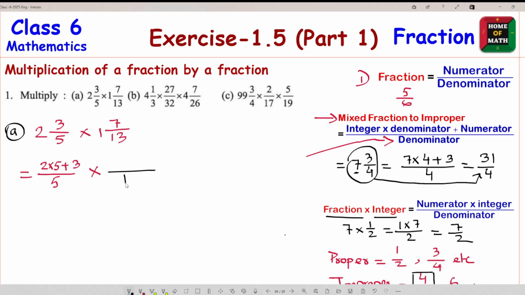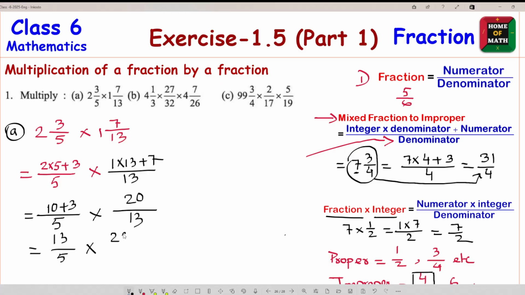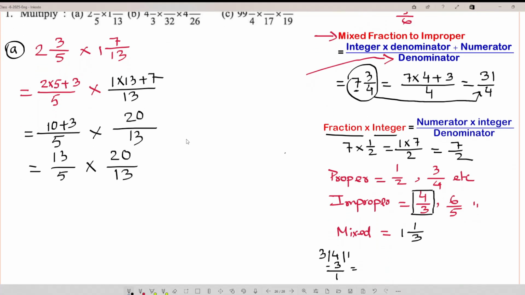Similarly, the denominator is 13 and 1 times 13 plus 7. So now look, here is 5, then 2 times 5 is 10 plus 3. So here is 13 by 5, and here is 13 plus 7, which is what? 20. And here is 20 divided by 13. Now is the main work.